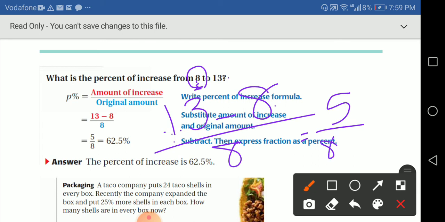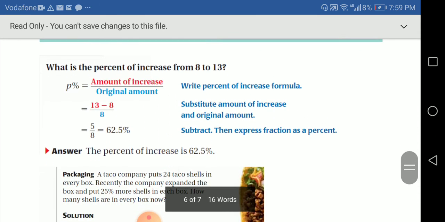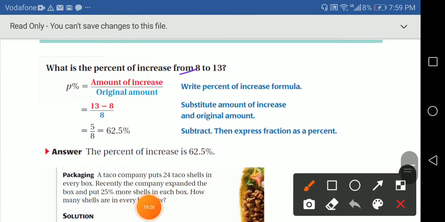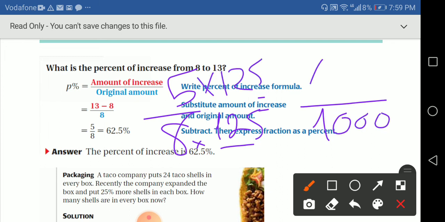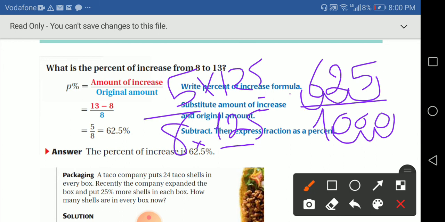And he asks me about the percentage. Listen to me, guys. 5 over 8, and it asks you about the percentage. So I have to convert it into multiples of 10. I know that 8 times 125 gives me 1000. Remember that? What I do down, I do up. 5 times 125 gives me 625. 1, 2, 3, 1, 2, 3, it will be 0.625.